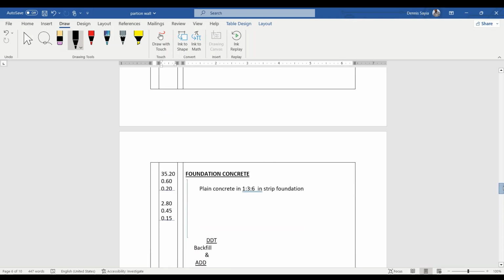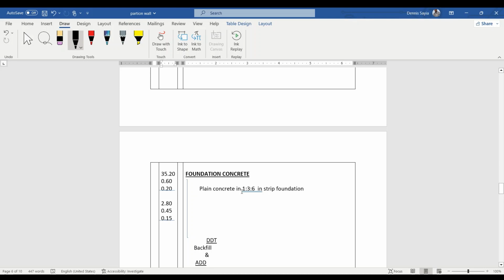We go to foundation concrete. We are also still using the mean girth and the width. Now we are including the thickness of that concrete. So it's 3.50, 0.60, 0.20, that is the thickness. And then 2.80, 0.45, 0.15. Remember the thickness of the foundation concrete for the partitioning wall is 150 millimeters.